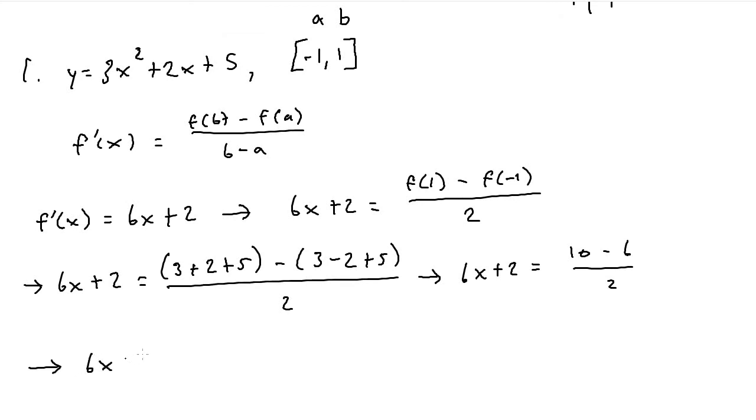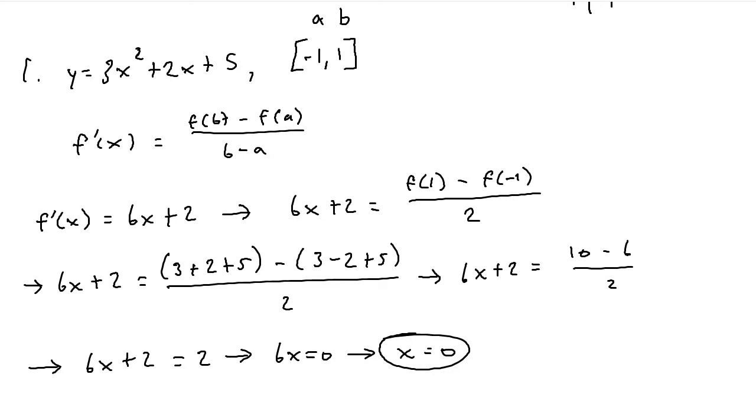So then 6x plus 2 is going to be equal to 4 over 2, which is 2. If I subtract over the 2, 6x equals 0, and then x will equal 0. So what this tells us is that at x equals 0, at the specific x value of 0, the instantaneous rate of change, or the tangent line, is going to be equal to the average rate of change, or the secant line.